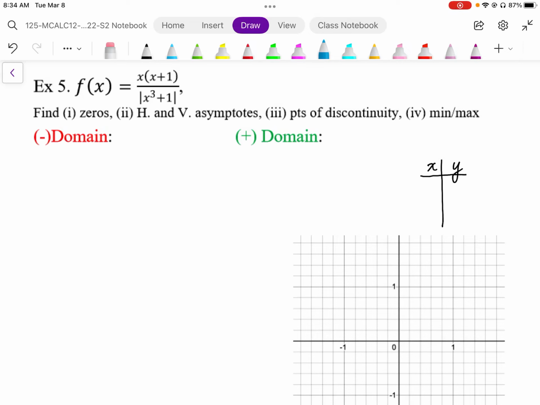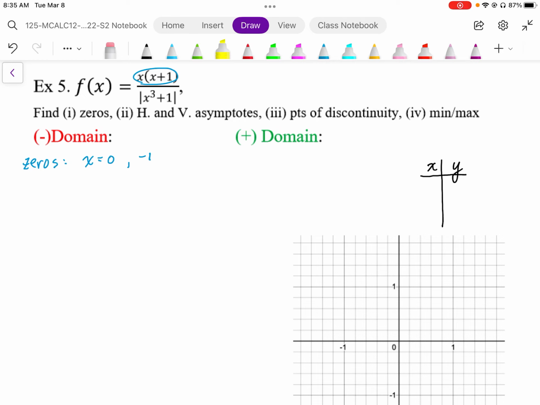Graphing this rational expression may be a bit challenging because we have this absolute value in the denominator. But we're going to first start maybe by looking at the zeros. So the zeros of this function are going to happen at x equals 0, and we're looking in the numerator here, and at x equals -1.